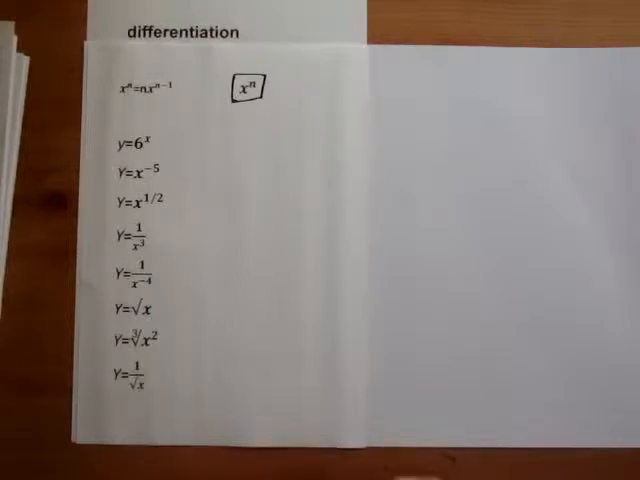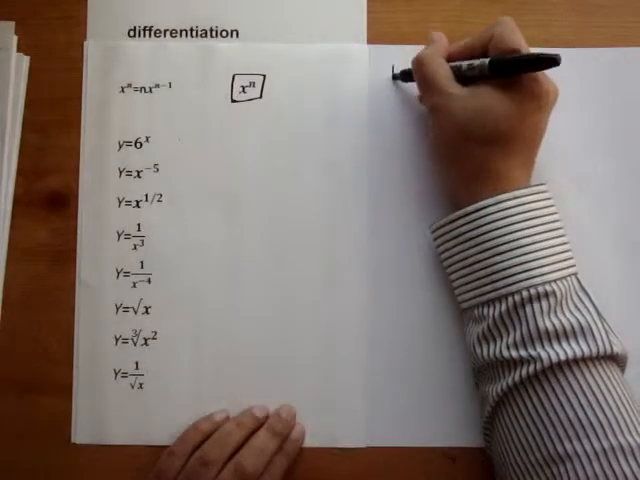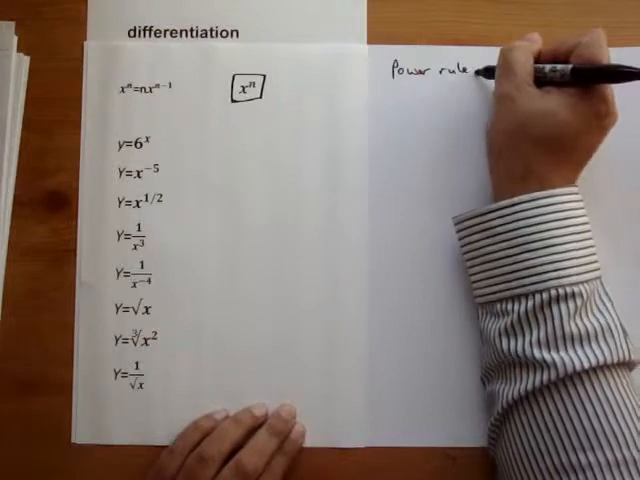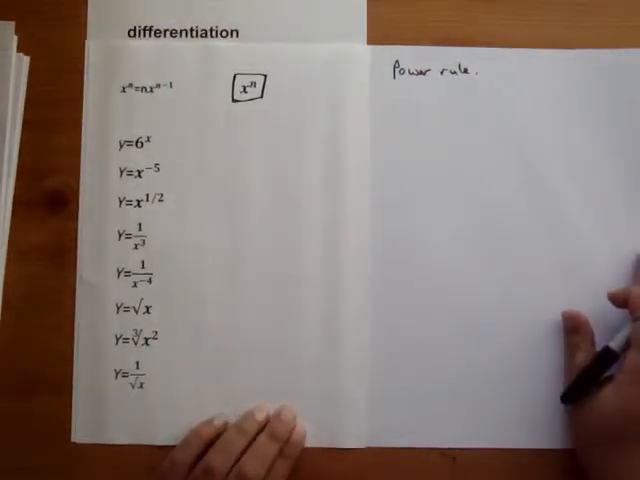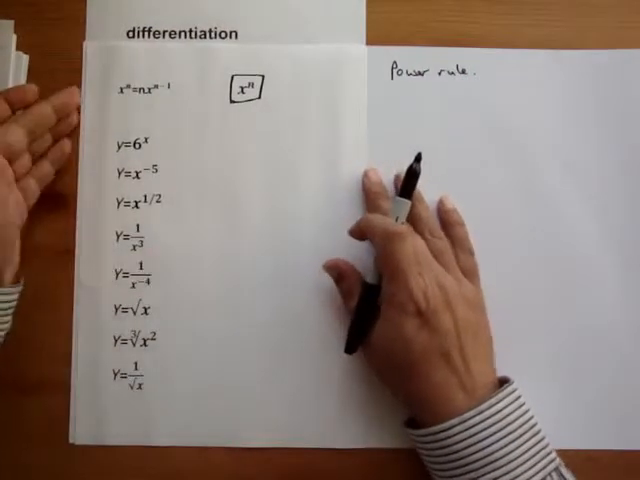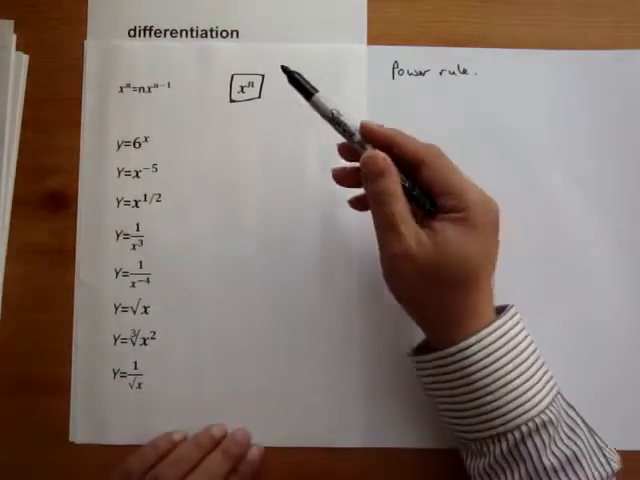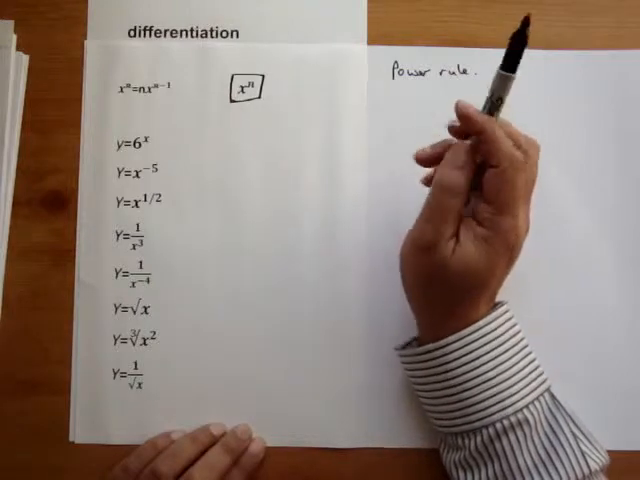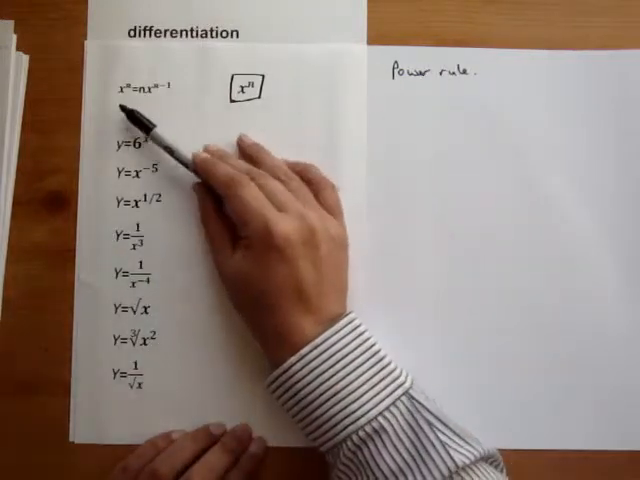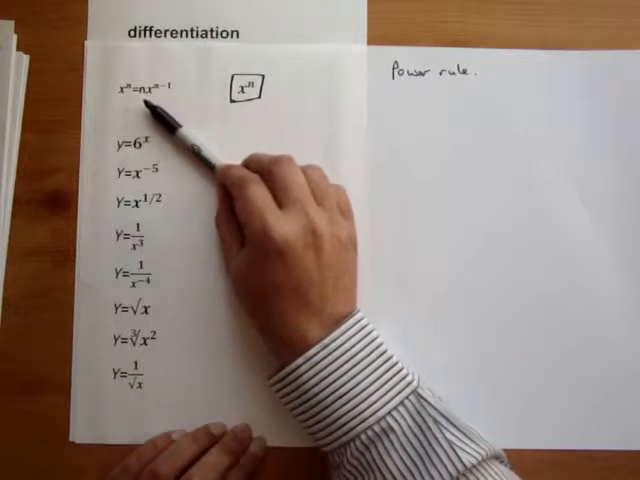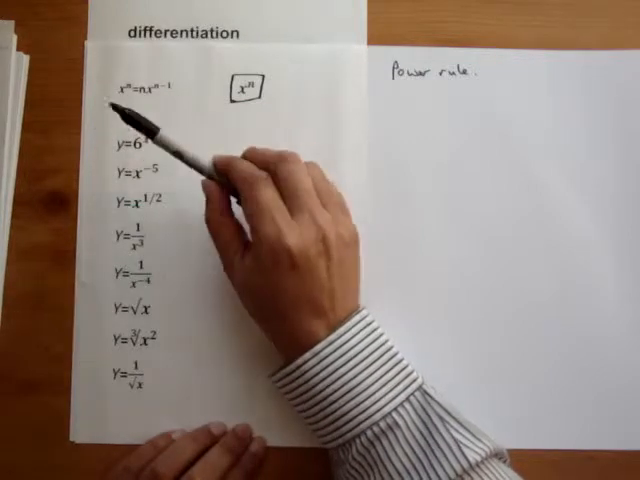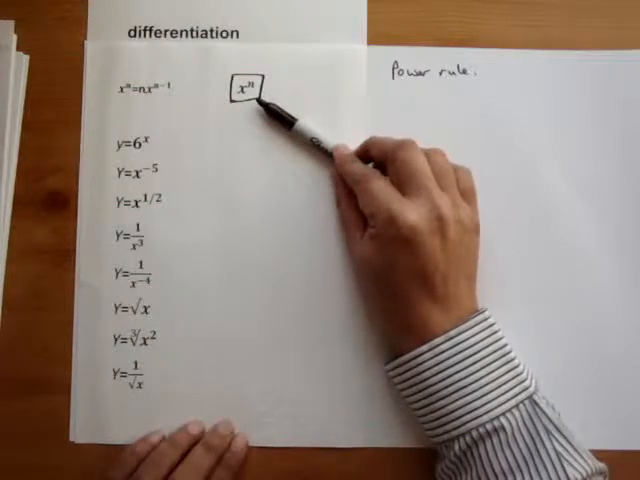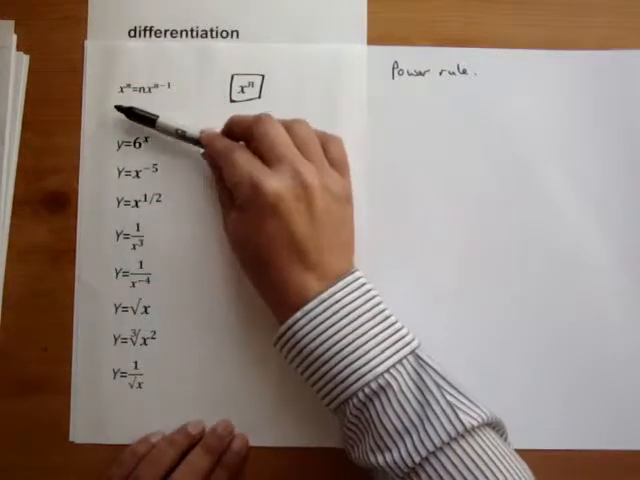In this video we're going to look at something called the power rule. The power rule is used when we have a function that appears in this form, x to the power n, and we use this rule: the derivative of x to the n equals nx to the n minus 1. If the function isn't in this form, we try to make it into this form and then apply this rule.